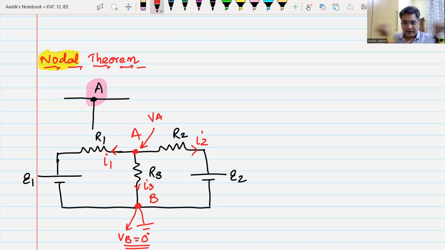All currents I have taken are outgoing: I1 outgoing, I2 outgoing, and I3 outgoing. Obviously, this is not possible. At least one of them has to be incoming. Anyways, it doesn't matter.